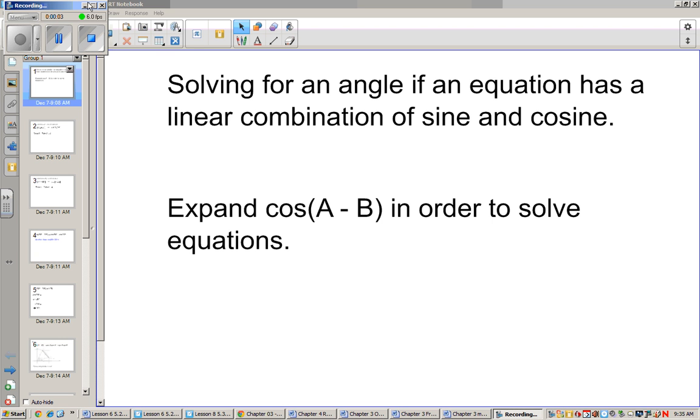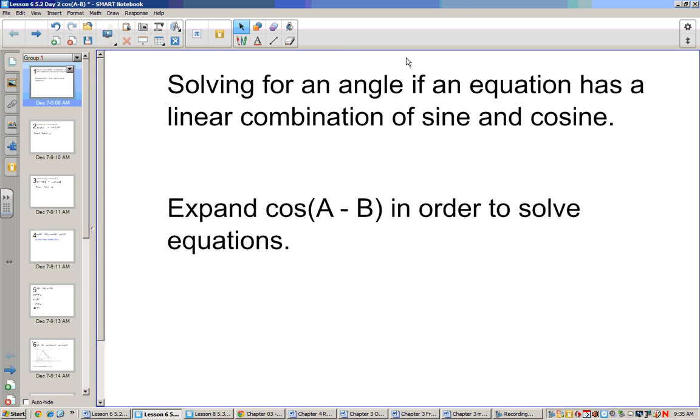Hello. Today we are going to learn about solving for an angle if an equation has a linear combination of sine and cosine, and we're going to expand cosine of a minus b in order to solve different equations.